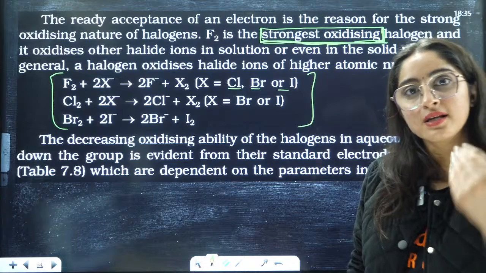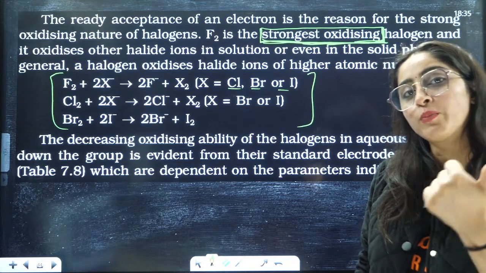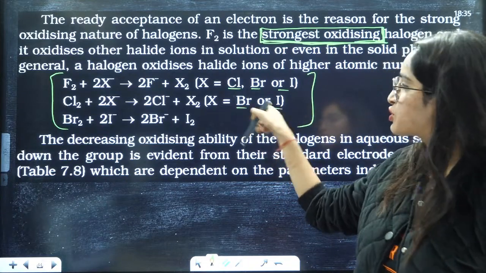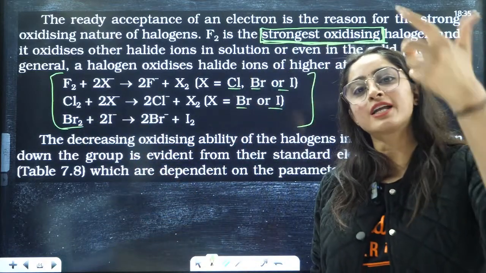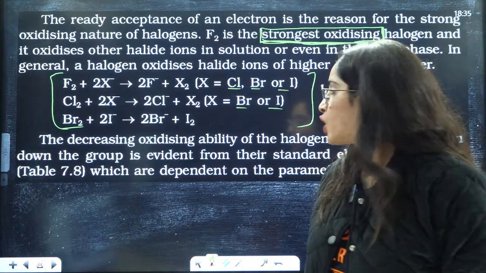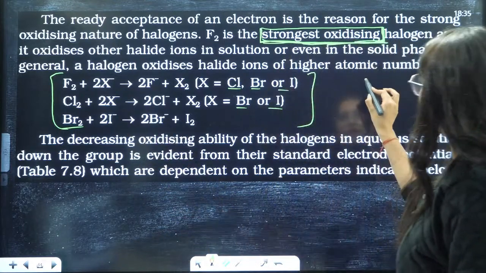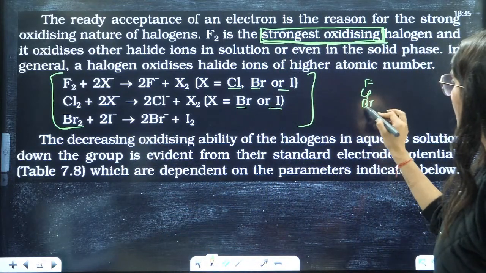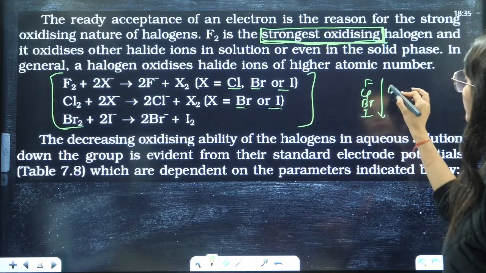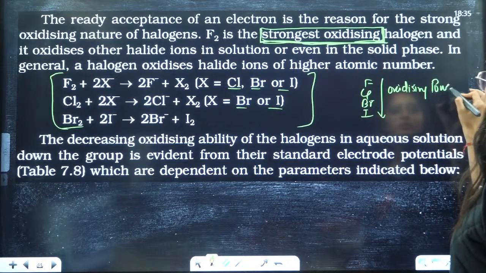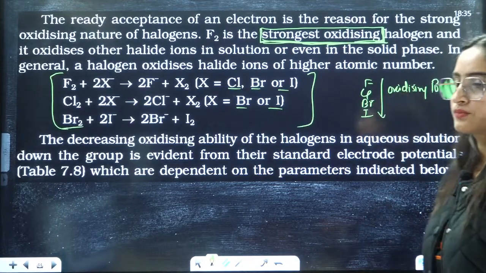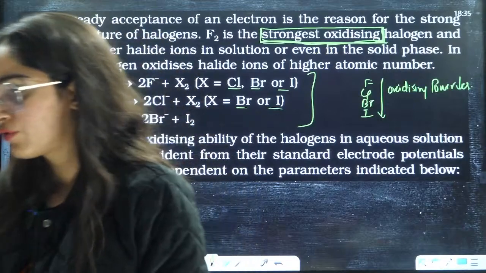Chlorine can oxidize the ones below it, that is bromine and iodine. That is why on the X position you have bromine and iodine. Bromine can oxidize the one below it, that is iodine, so it is oxidizing only iodine. So basically it is fluorine, chlorine, bromine, iodine. Down the group, the oxidizing power decreases. Right? This you can conclude from here.